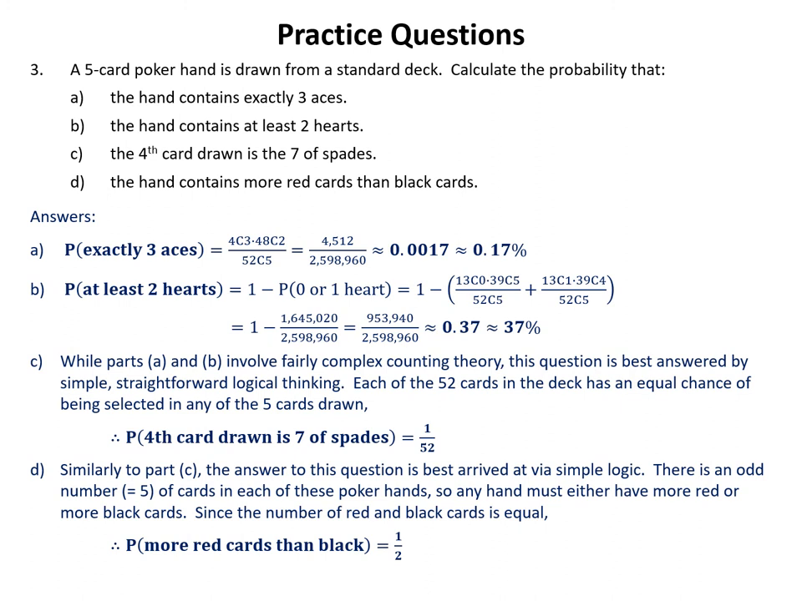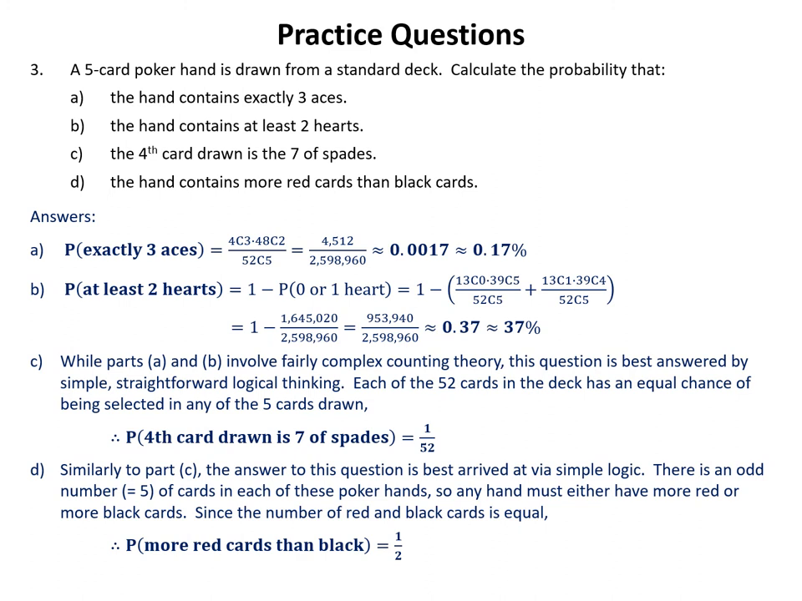For part C, now, while parts A and B involve fairly complex counting theory, this particular question is actually best answered by a more simple, straightforward, logical thinking approach. Each of the 52 cards in the deck has an equal chance of being selected in any of the 5 cards drawn. In other words, there's a kind of independence of probability, not in the sense that what happens on each draw is independent of what comes next, or vice versa, because there is a dependency. In other words, the probability of what you get in a subsequent draw of the card does indeed depend on what has already been taken out of the deck.